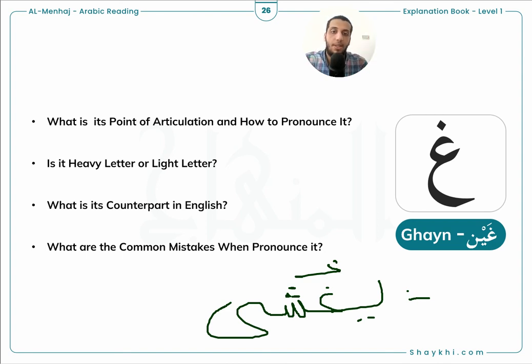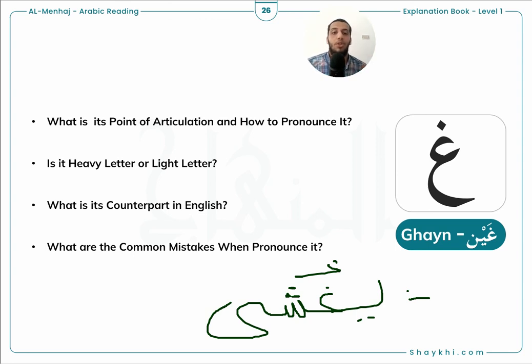Okay, so listen to these two ayat again. إذ يغشى السدرة ما يغشى ما زاغ البصر وما طغى. Listen one more time. إذ يغشى السدرة ما يغشى ما زاغ البصر وما طغى.